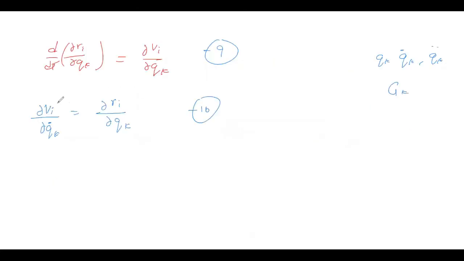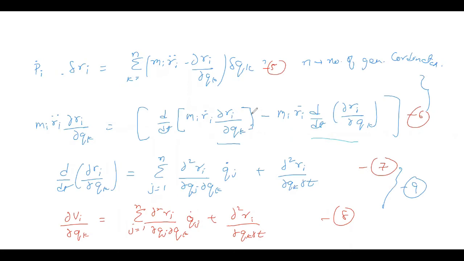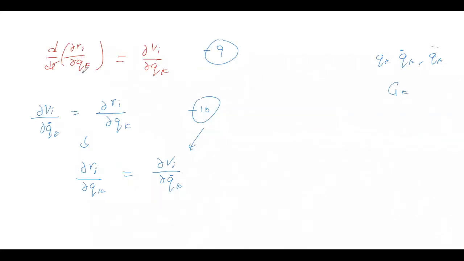So these two parts. Okay, so I can rewrite this part slightly differently. This is my delta Ri by delta Qk is equal to delta Vi by delta Qk dot. So let's say this is equation 10. Now we go back to this equation. If you remember, here I have ddt of delta Ri by delta Qk. Ddt of delta Ri by delta Qk is equal to delta Vi by delta Qk.